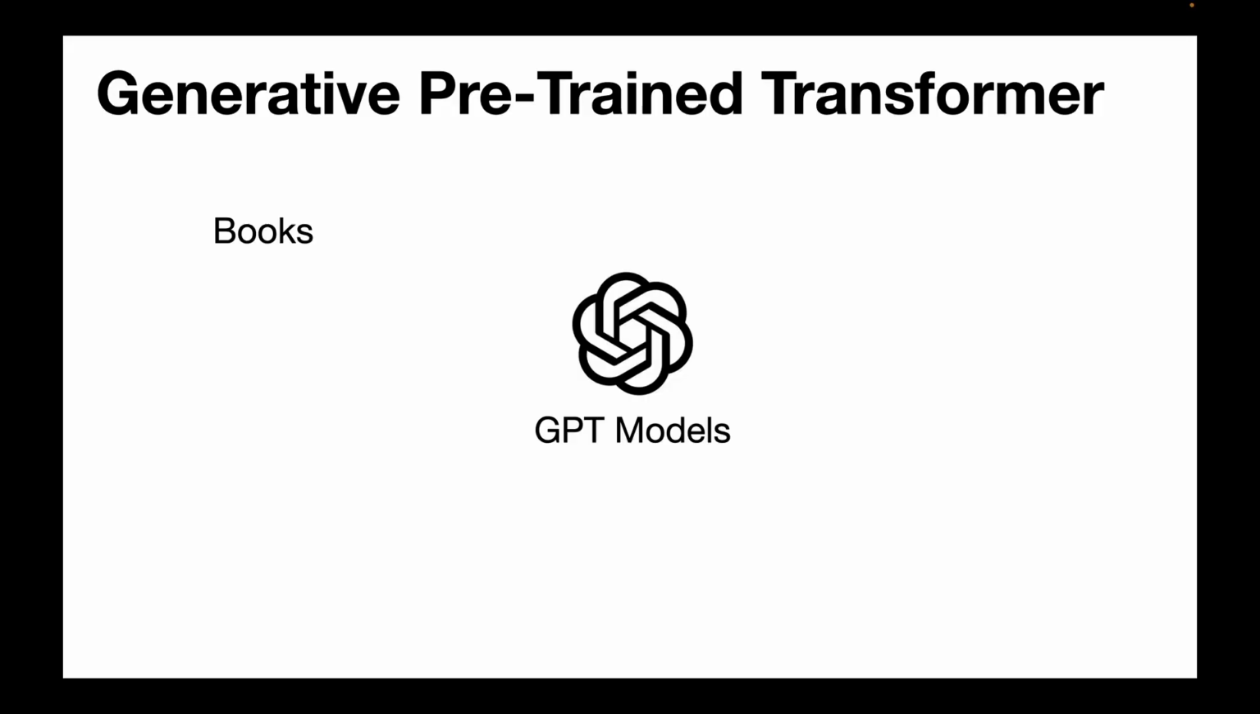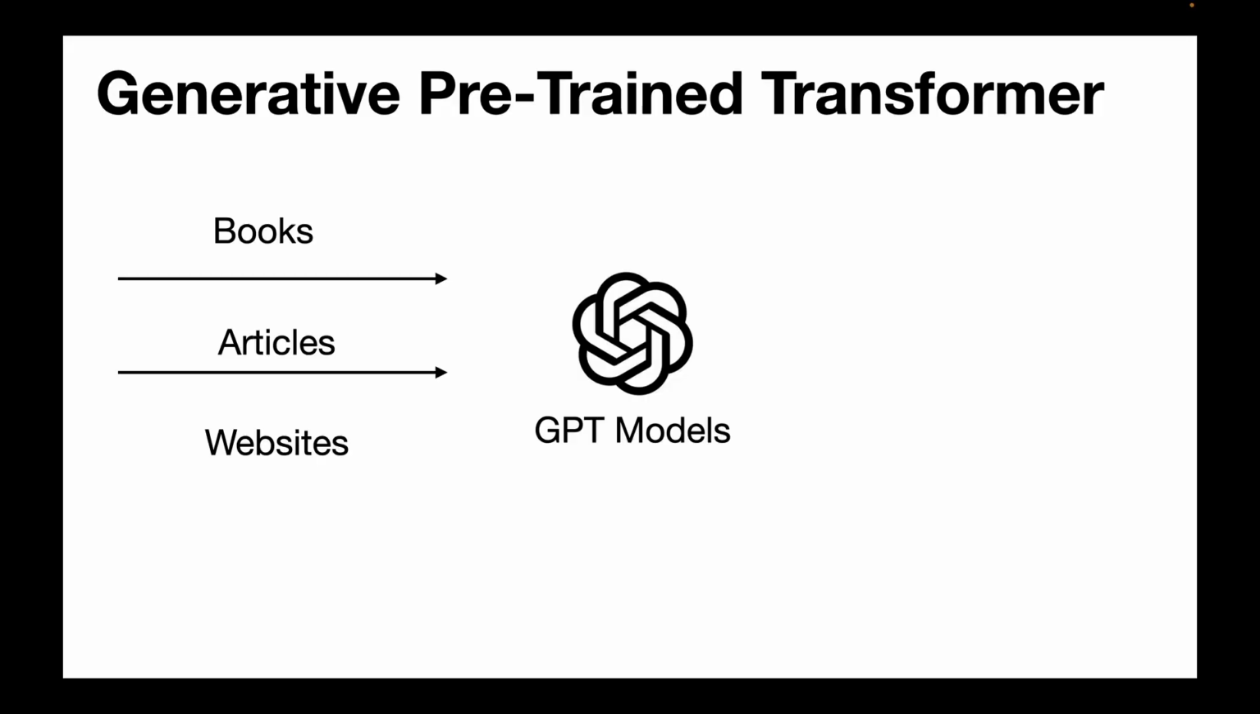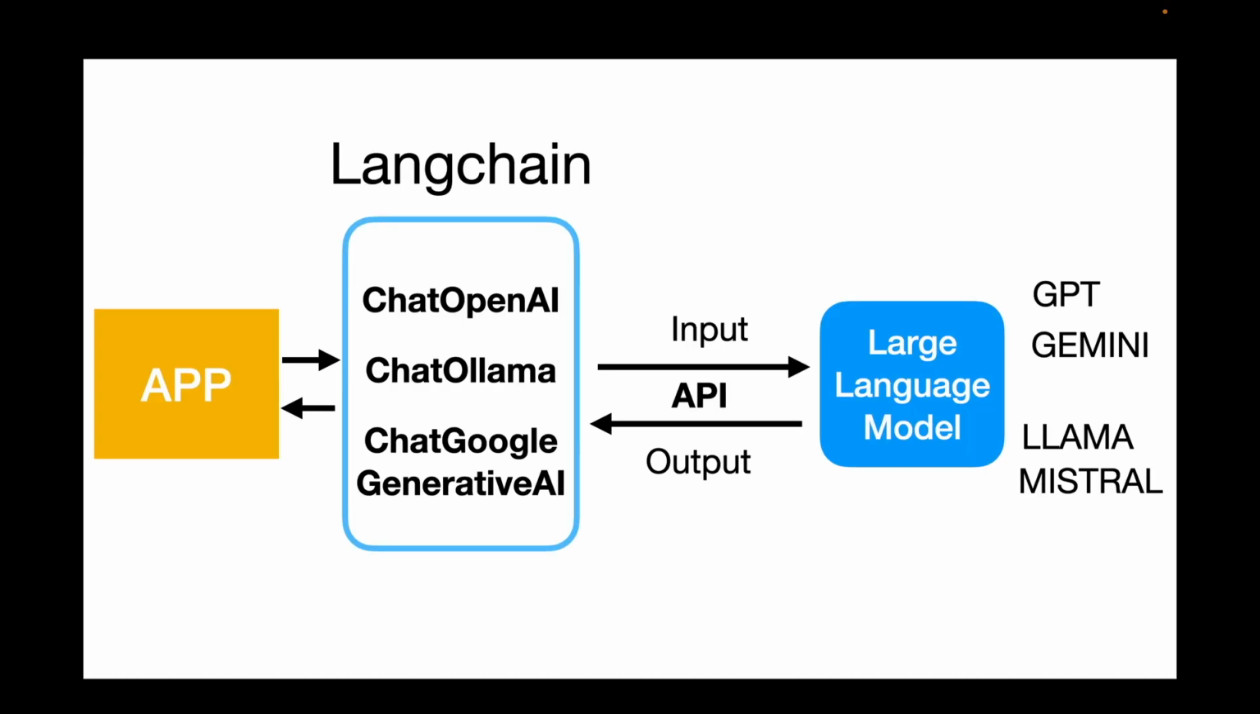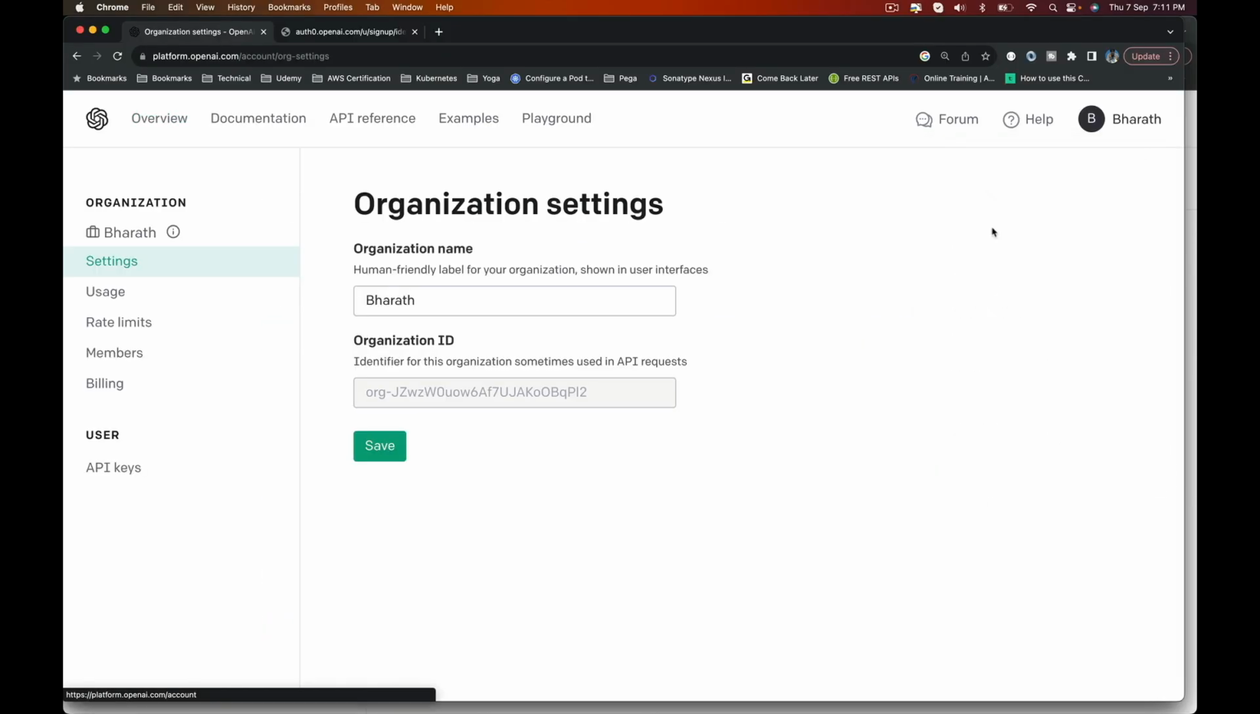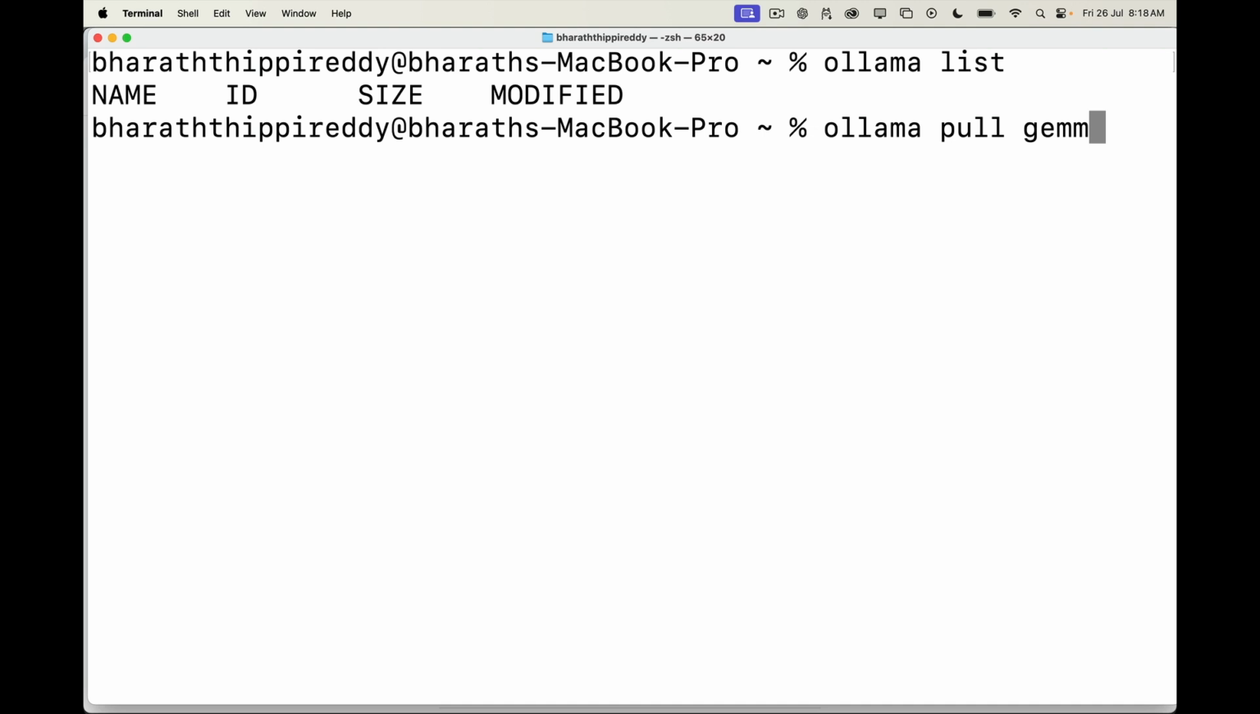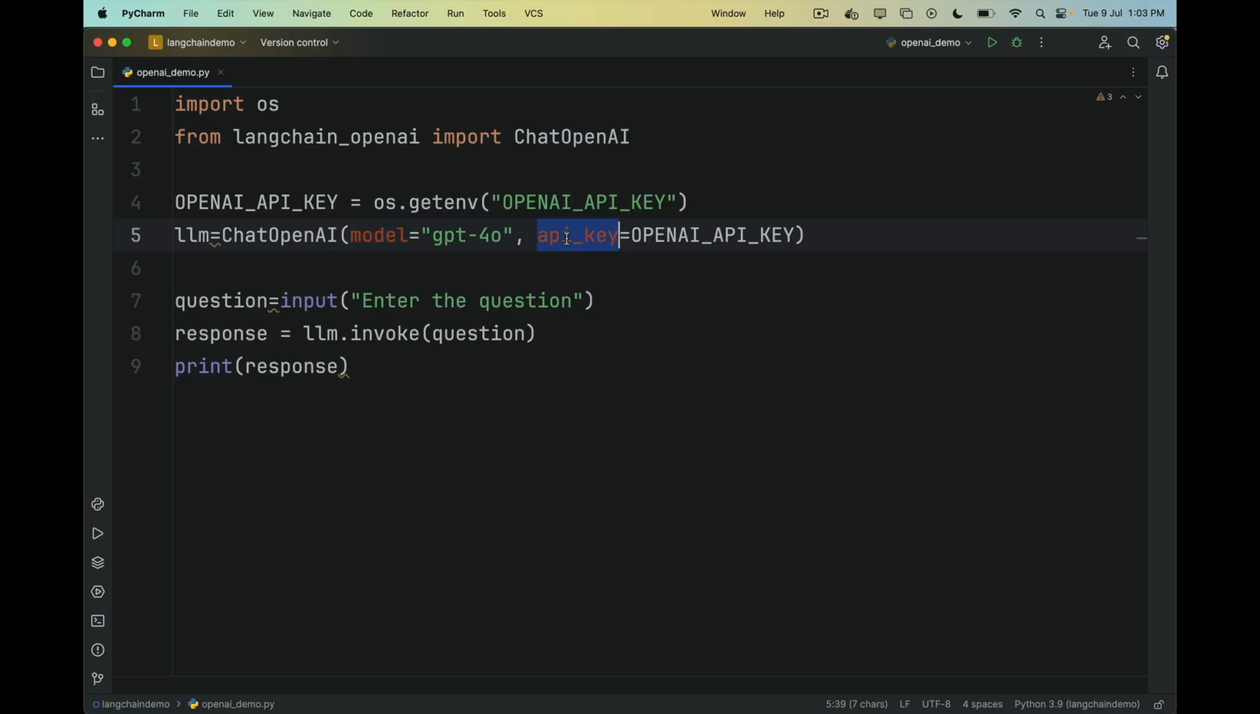We will start this course by learning the fundamentals of GenAI and large language models. We will learn what Langchain is and how it simplifies building LLM-based applications. We will set up an OpenAI account and you will also run open source models like Llama and Mistral on your local machine. We will then use all these models from within your Python application through Langchain.